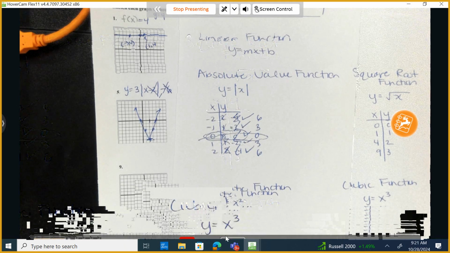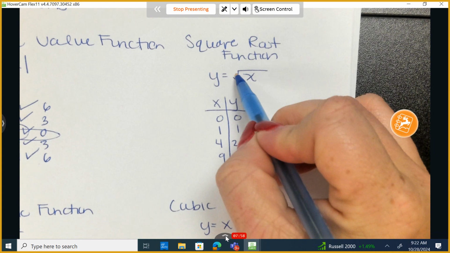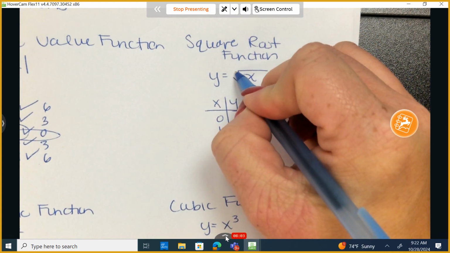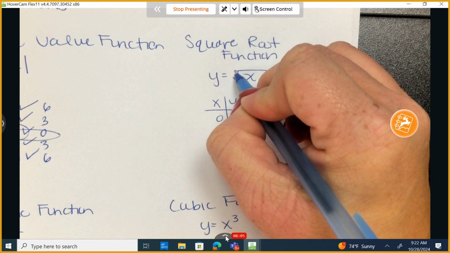Let's talk about square root functions. If you did not know this, there is a hidden number right here. That's something you should have known from 8th grade, 9th grade. If you did not know this, you want to write this down. This is a hidden, really small number called a 2.